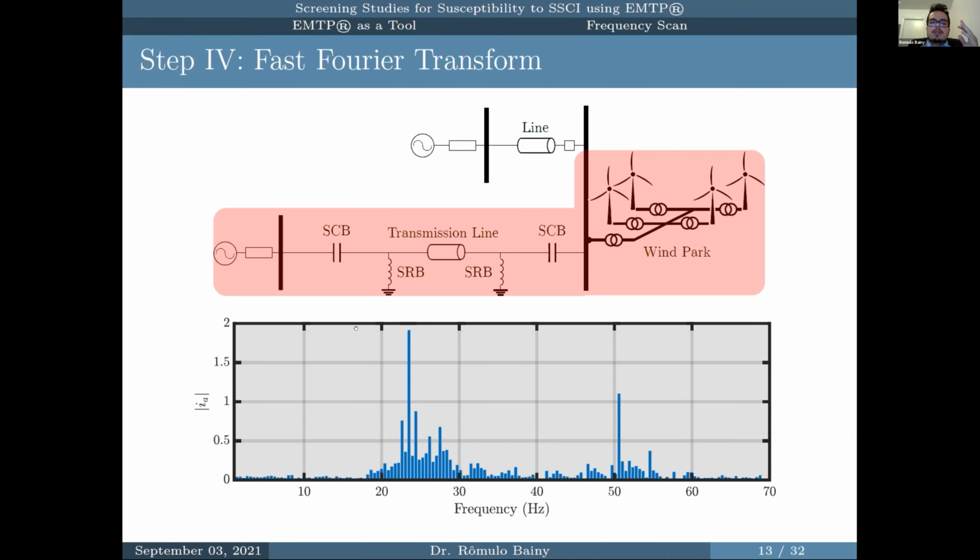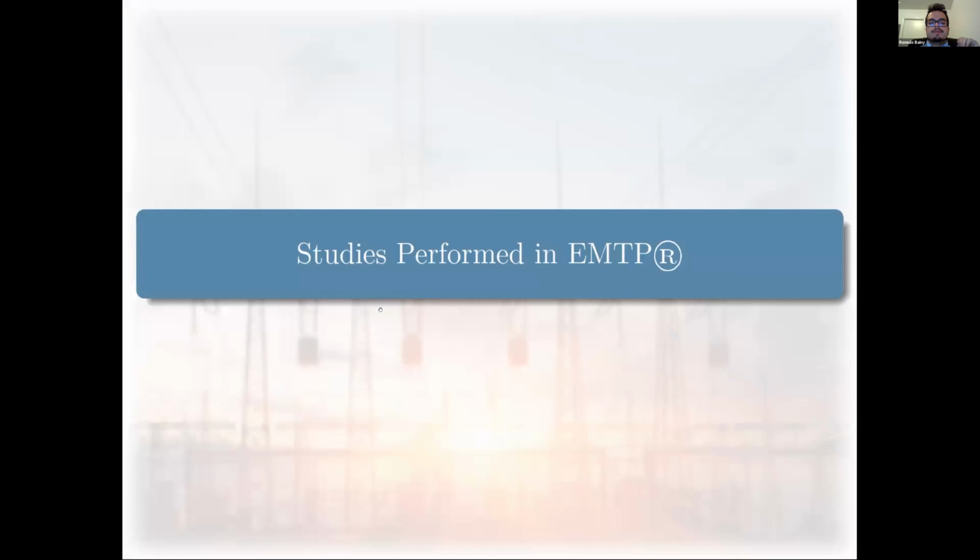Step number 4. What we did here was identify the resonance frequencies. We saw that we have the negative damping, which means that this system is more susceptible to have subsynchronous oscillations. And then we finally performed the transient analysis to get the results and see that we actually have low frequency components occurring when we have this wind park series connected to our transmission line.